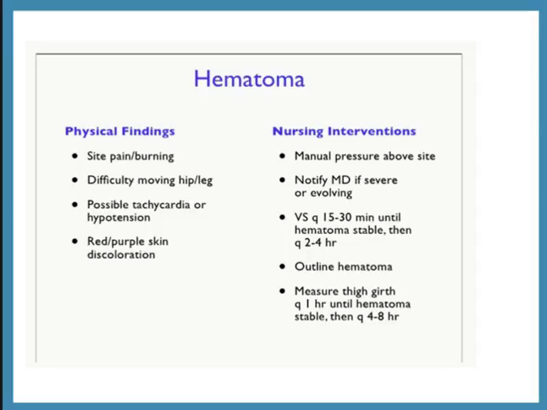Things you can do as the nurse: if it's growing, then hold manual pressure. Notify your doctor if it appears to be severe or if it's getting worse or actively growing. Check their vital signs every 15 to 30 minutes until the hematoma is stable, and then every 2 to 4 hours. The other thing you can do is take a permanent marker and outline the hematoma, and measure the thigh girth every hour and make sure that size is not changing.